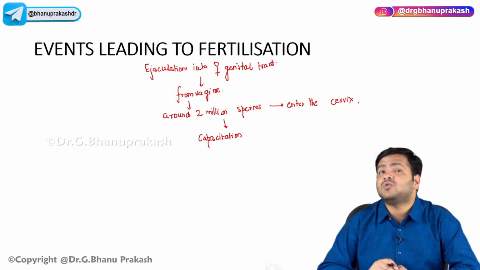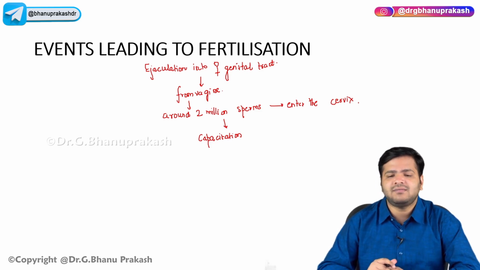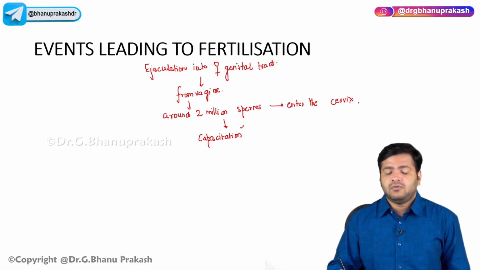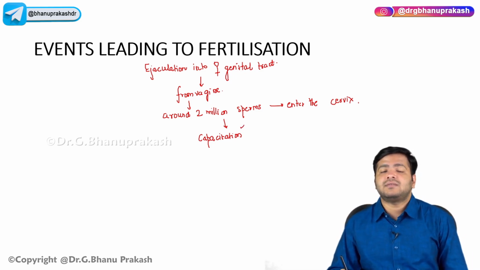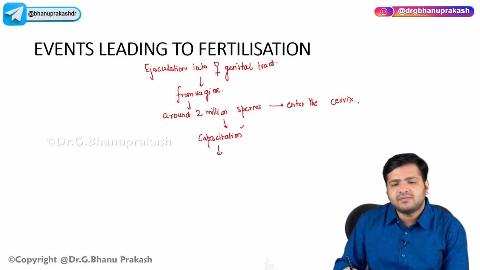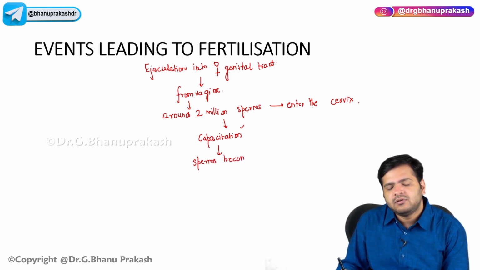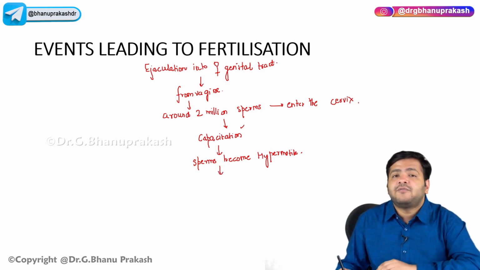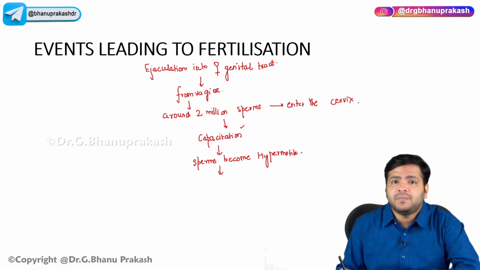Although sperms are mature enough in the epididymis, they are not mature enough to fertilize the ova. So they gain the ability to fertilize once capacitation occurs in the cervix. Now after capacitation, you already know the sperms will become hypermotile. Then from the cervix they will reach the fallopian tube, right?